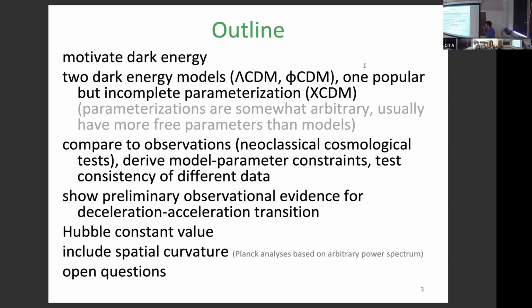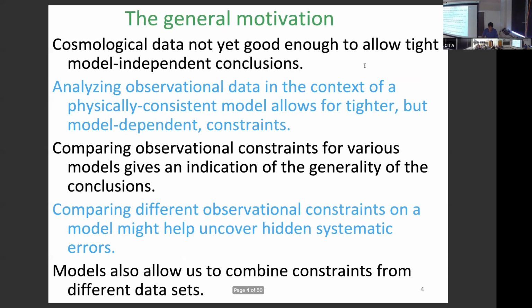And then we're going to compare it to some observations and get constraints on parameters of these models, and try to see whether they give you the same results independent of the model. That will become a little bit clearer in a second. And talk a little bit about the transition between matter-dominated deceleration and dark energy-dominated acceleration, and look at the Hubble constant a bit and spatial curvature, and then look at some open questions.